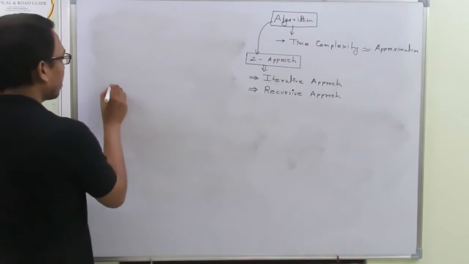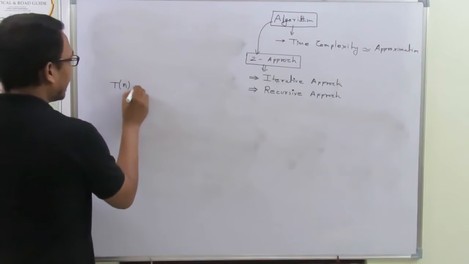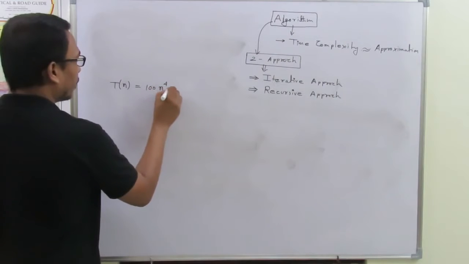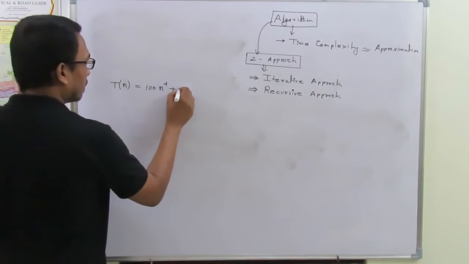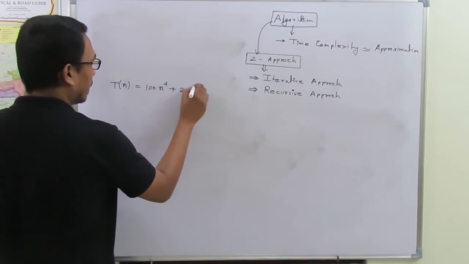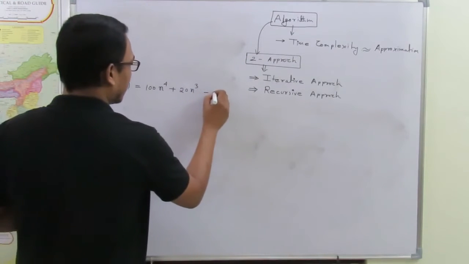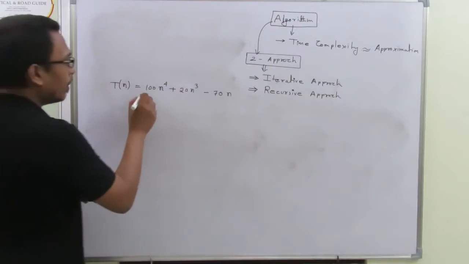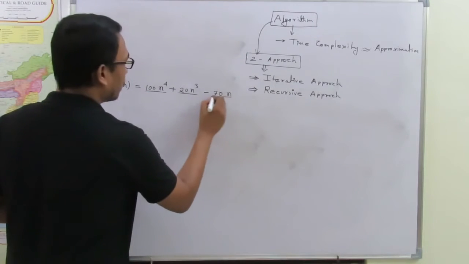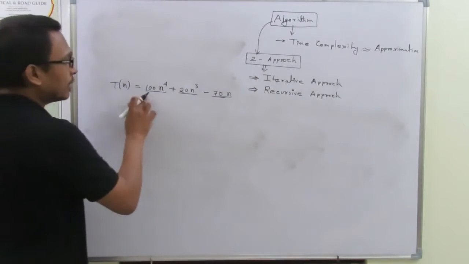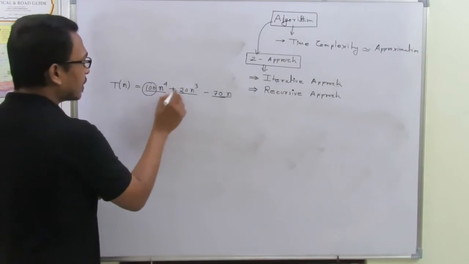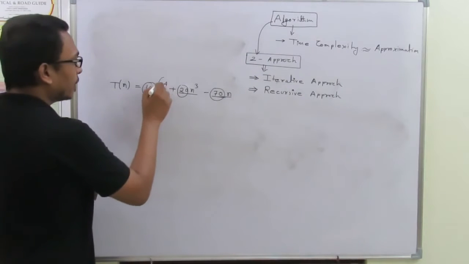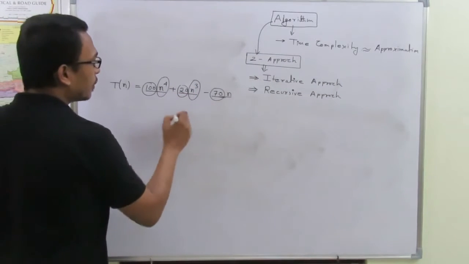Let's say we have T of n equal to 100 n to the power 4 plus 20 n to the power 3 minus 70n. Then all the terms have the number of input, that means n. So among these terms, this is a constant, this one is again a constant, this one again a constant. So we are left with n to the power 4, n cube and n.